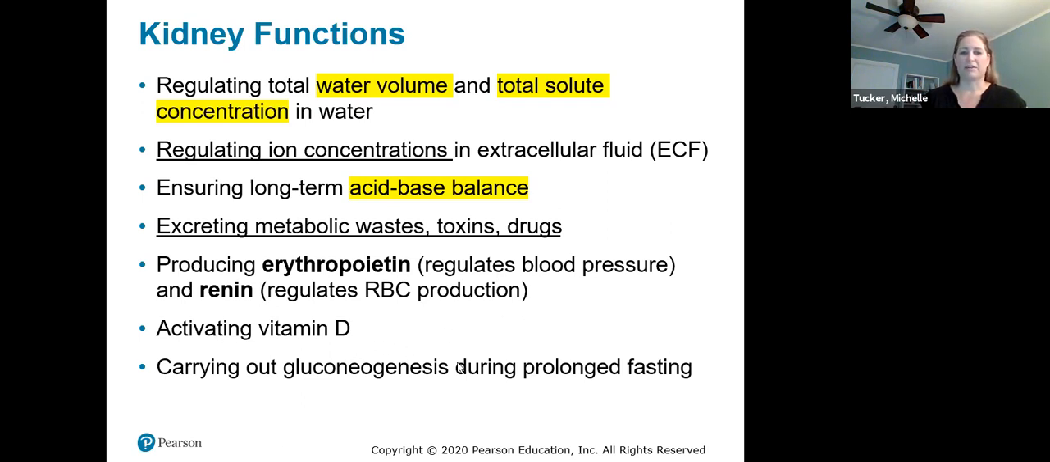Activating vitamin D, carrying out gluconeogenesis. We probably won't be going into these two as much. So we'll be focusing mainly on the top 4 because we've already talked about number 5, and we may or may not mention numbers 6 and 7.